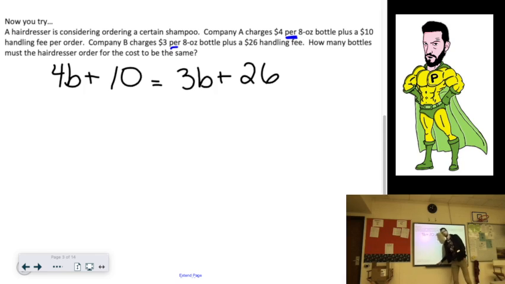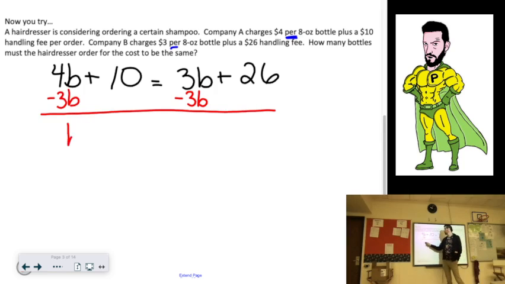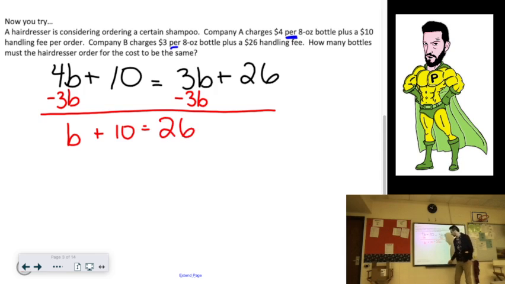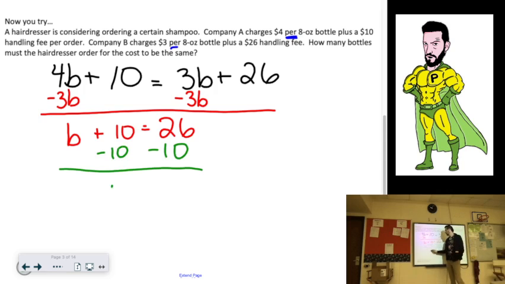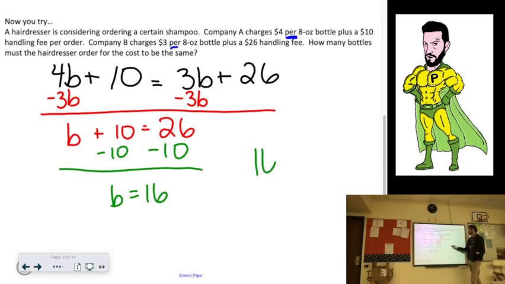Now we got to get the bottles on the same side. I would get rid of the 3B because it's smaller. So we would subtract 3 bottles from both sides, 3B. 4B minus 3B is 1B plus 10 equals 26. Ooh, nice. One more step. We got to get rid of plus 10. Let's subtract 10. 26 minus 10 is 16. B equals 16 really means 16 bottles.